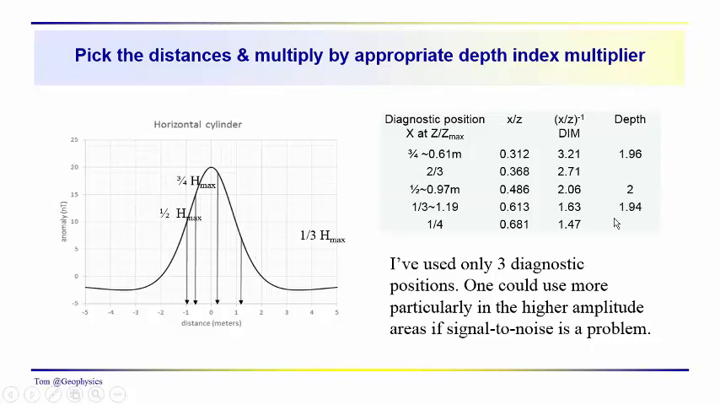So I didn't do it for all the diagnostic positions here. I only used 3. We could have used more. If we had more noise in the data, we might have wanted to concentrate our measurements up here. So we may have wanted to choose some different diagnostic positions rather than 3/4. We might have wanted to use 0.9, 0.8, 0.7. So it can be arbitrary.